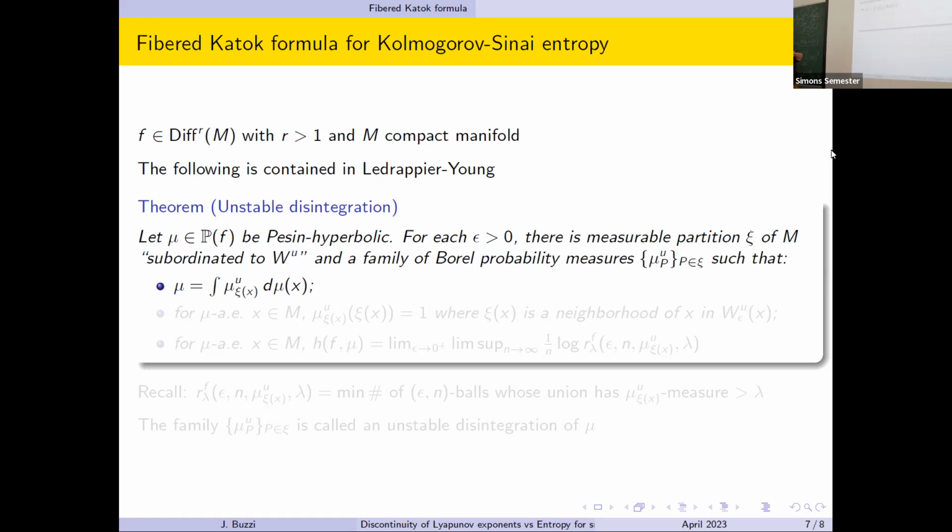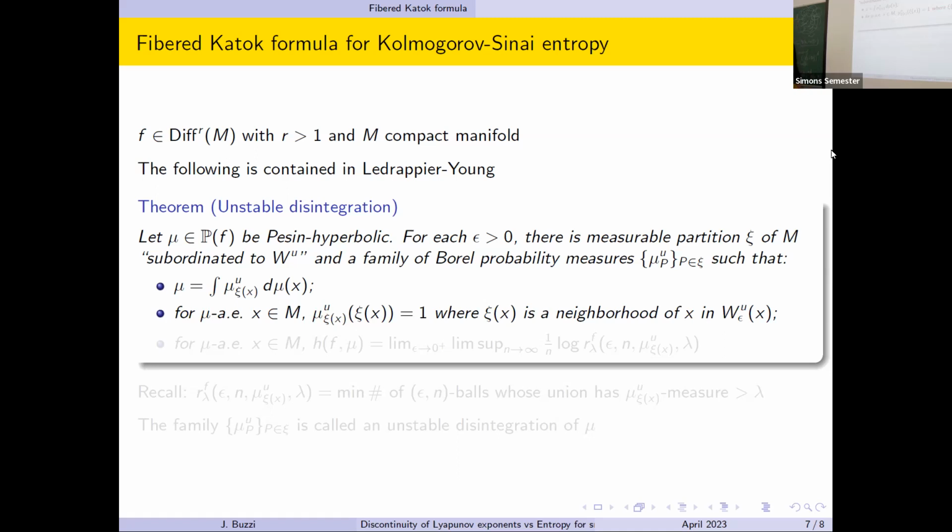Okay, so you take an invariant measure, you assume it to be Pesin hyperbolic. This means that for mu almost every point, lambda plus is positive and lambda minus is negative. And now what essentially Ledrappier-Young tell you is that there is some way to disintegrate your hyperbolic measure into measures carried by the Pesin unstable manifolds. For technical reasons, you cannot just use the partition into unstable manifolds. You have to introduce something else that I don't want to really talk about, but let me just pretend that it's not there. So you get a family of probability measures whose integral gives you back the original measure. This is the disintegration.